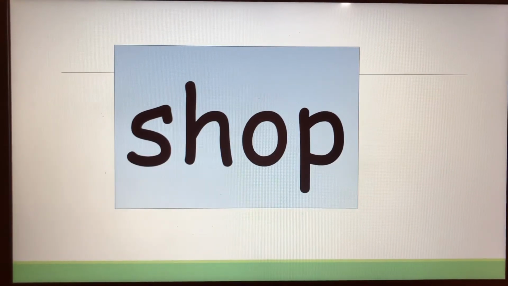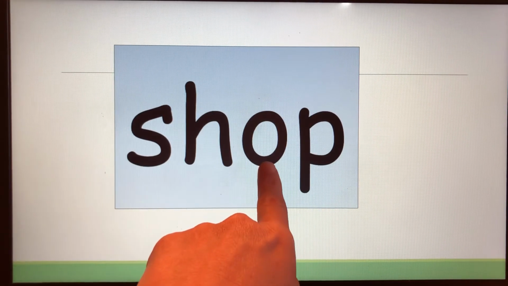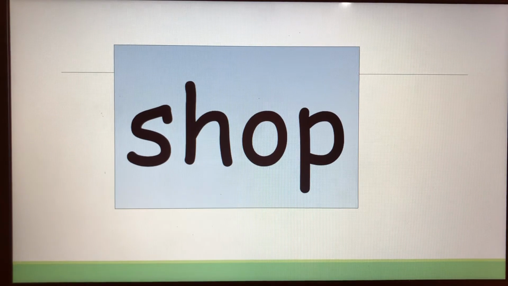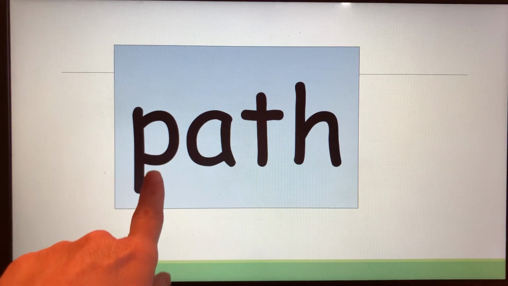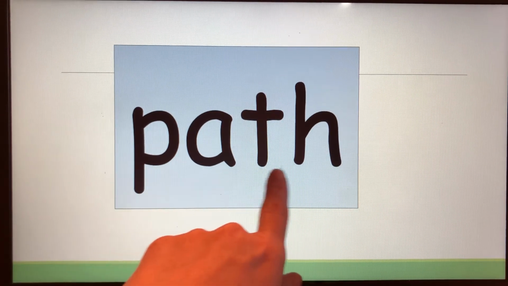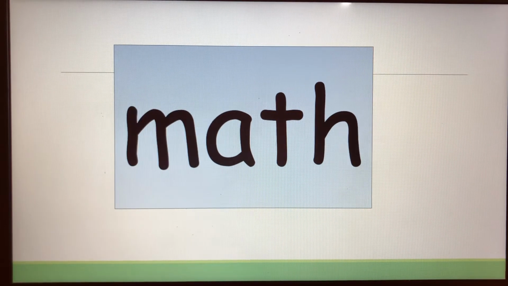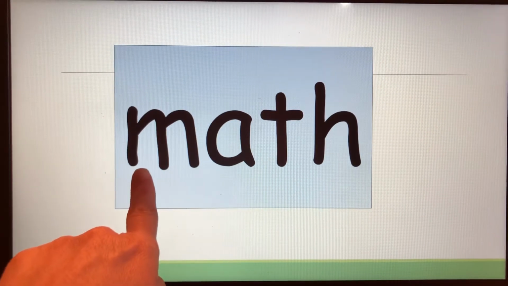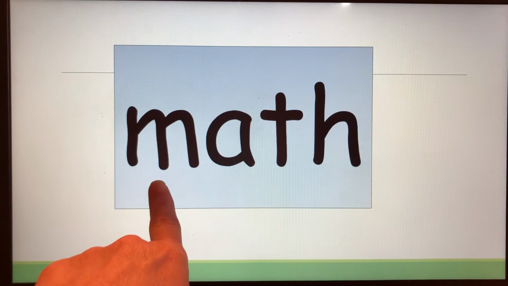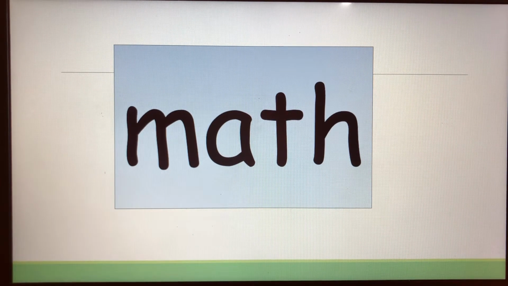Now we're going to review some words that have our digraphs, our letters SH that make the sh sound, and some words that have our TH that make the th sound. This is the word sh, p. What's the word? Shop. I'll help you with this one too. P, a. What's the word? You're right, path. You read this word. What's the word? Math. Good reading.